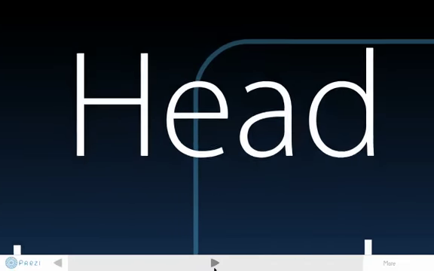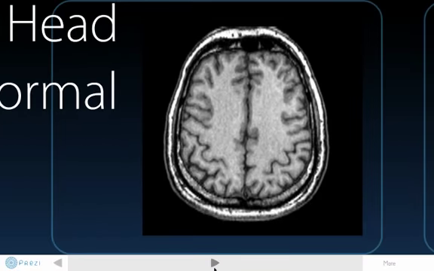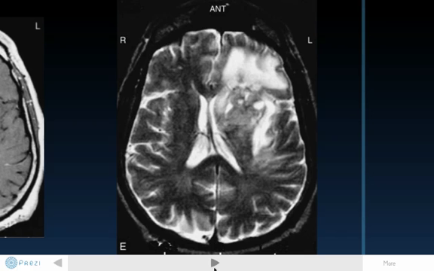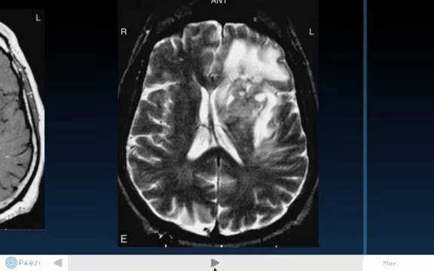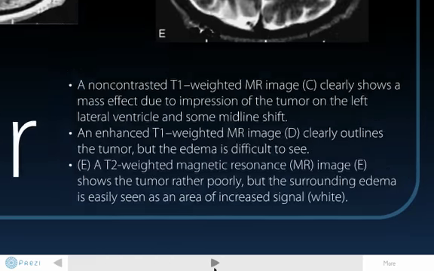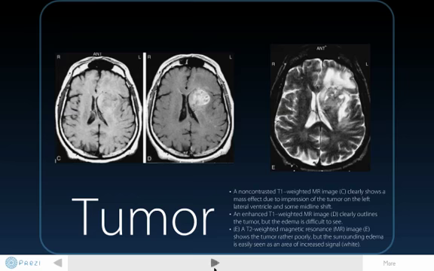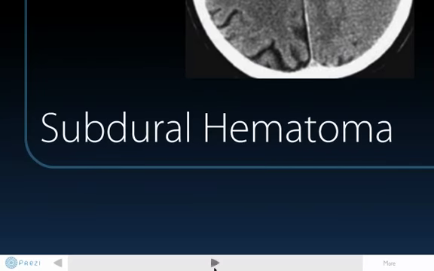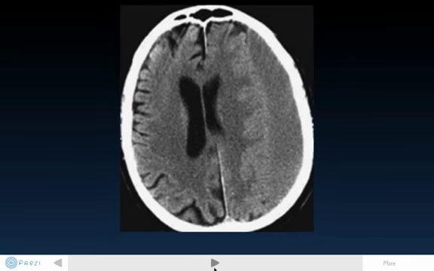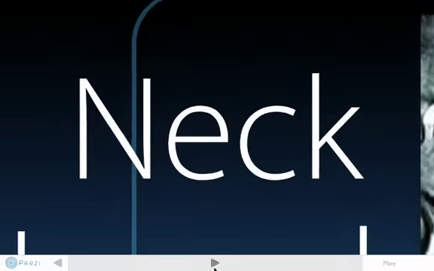Moving on to the head. First, a normal MRI of the head. Next, a tumor, in which image C is a non-contrasted T1 weighted image, and image D is an enhanced T1 image, both showing a mass and midline shift. The third image, E, is a T2 weighted image. It does not show the tumor as clearly, but the edema is seen as increased areas of white. The next abnormality is a subdural hematoma, and in the image you can see the compression of one of the ventricles and the overall swelling of the brain.